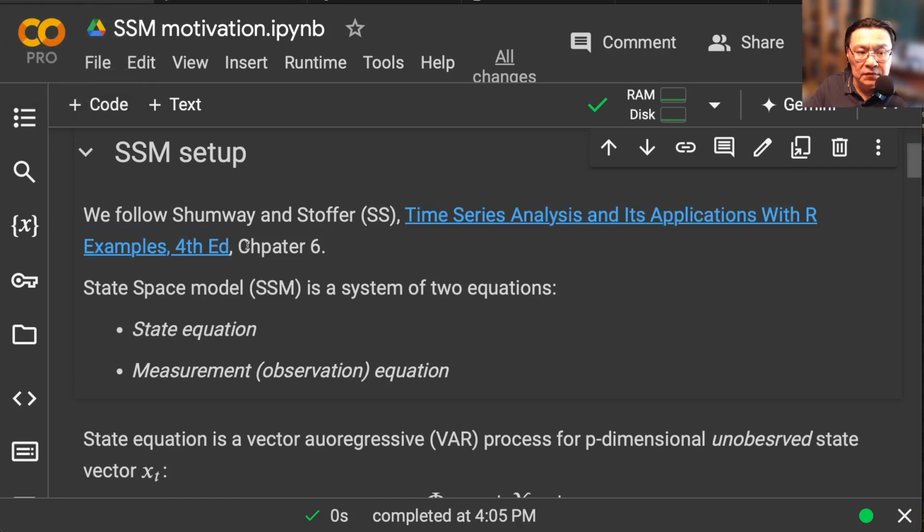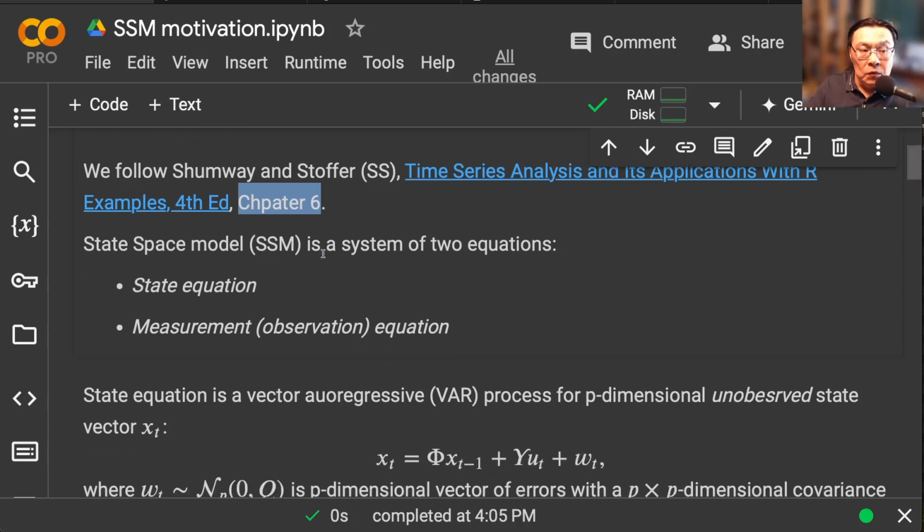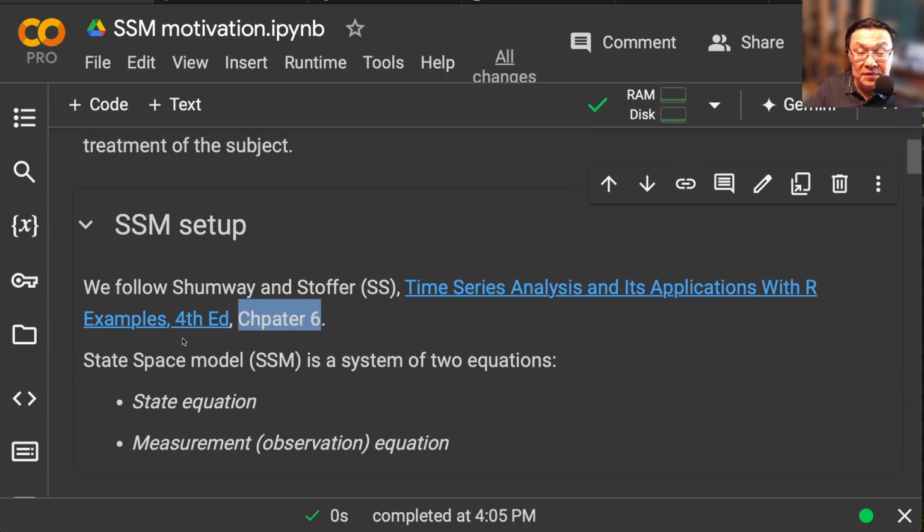Right. Again, as I said, chapter 6 is dedicated to state space models in this textbook. So we have the state equation and the measurement equation, and basically we fit the parameters of these two equations to the data set, which is what we measure, the measurement or observation equation. So we fit this model to what we observe, and we hope we're able to see the evolution of the state equations.